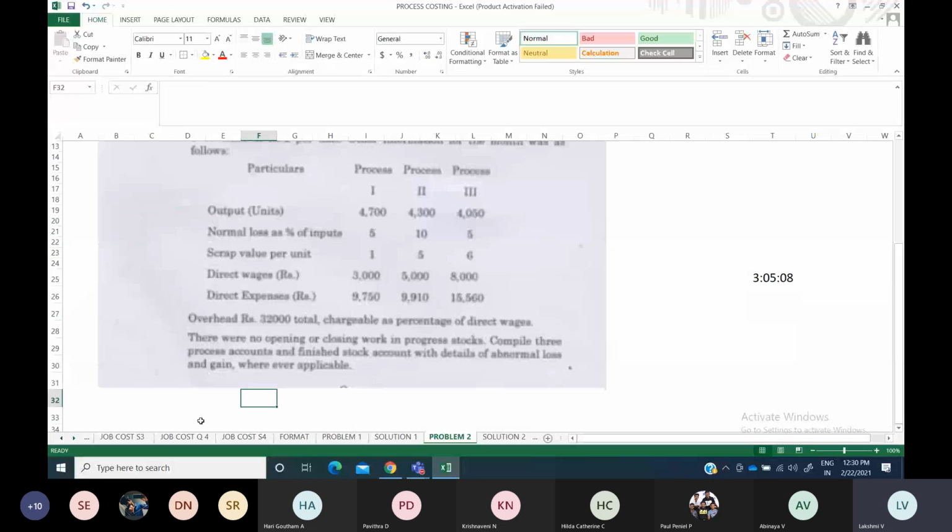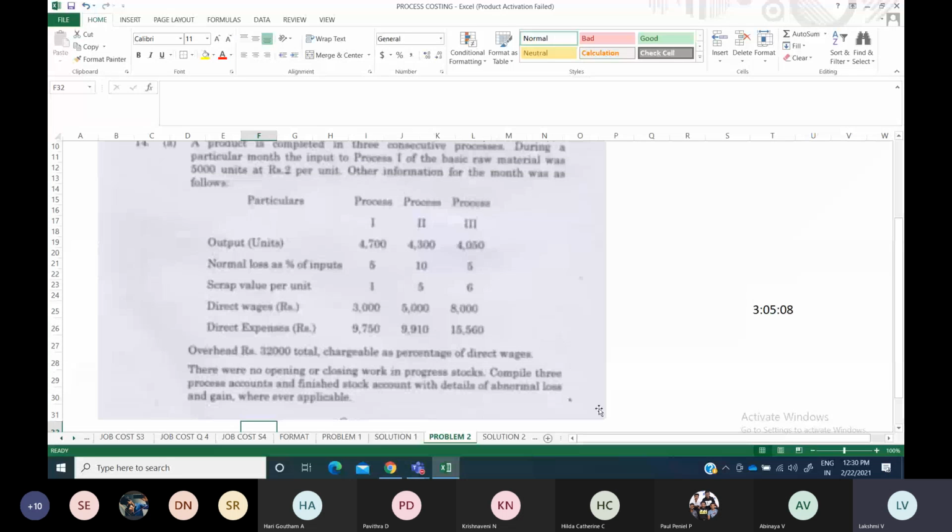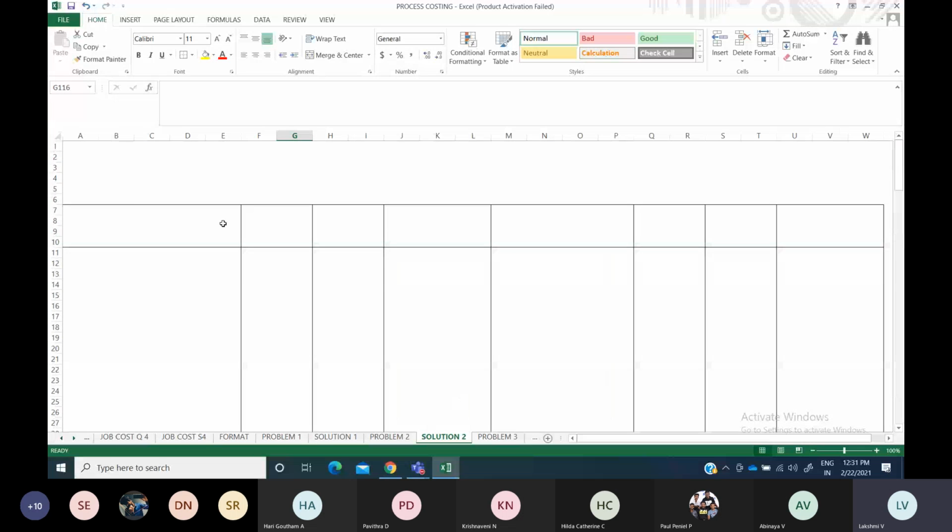So first let us start with the process accounts, each and every process, process 1, 2, 3. Once all three are completed, we can move to the normal loss, abnormal loss, everything. Okay, so let us start now. You should take your two sides of your accounts note.